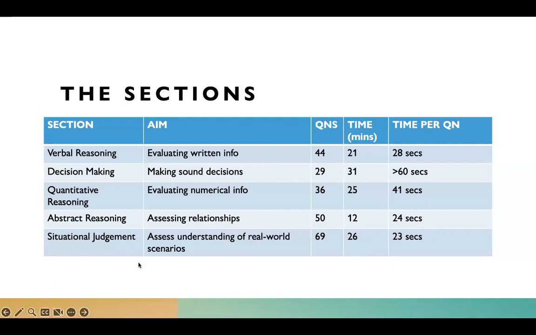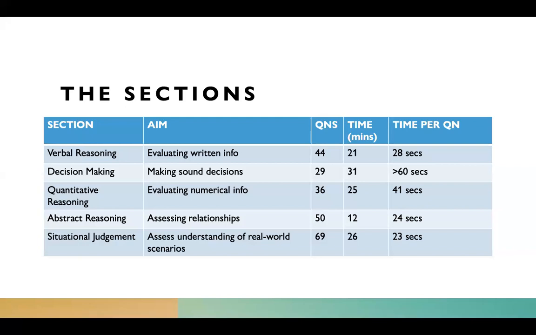And then situational judgment. So this is probably, I found it the easiest section. They give you different sort of ethical scenarios or medical scenarios, and they ask you to rank whether the response to that scenario is very appropriate or very inappropriate, and things like that.